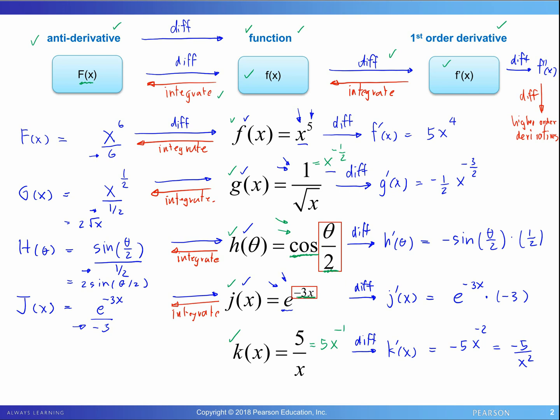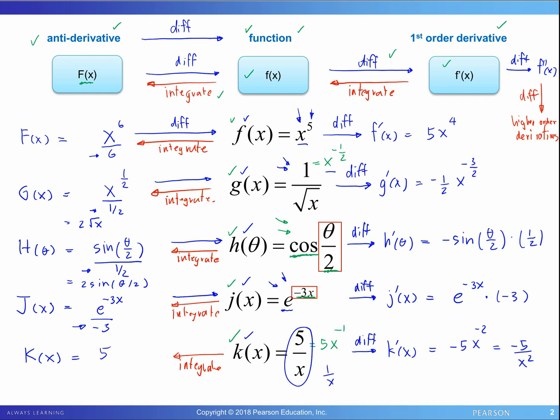Now last one, we are going to find the antiderivative of this k of x. And of course we are going to call it big K of x equal to, now reverse logic, integrate. What do we need to diff in order to get this 5 over x? 5 is a constant, so it stays the same right here. What about 1 over x? What do we need to diff in order to get 1 over x?